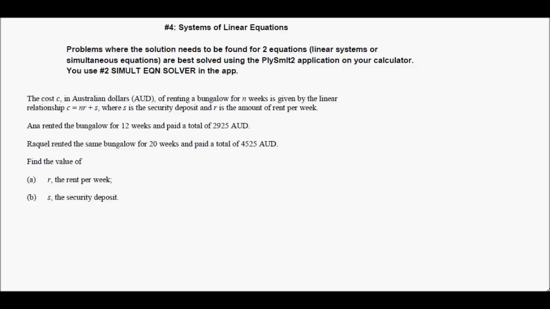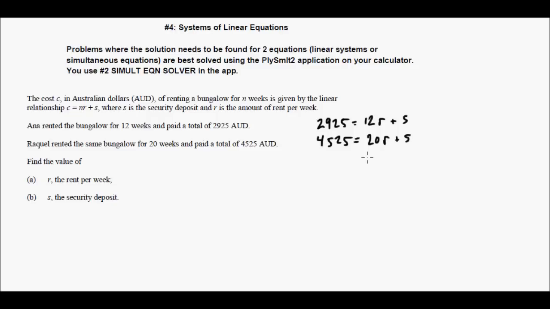Okay, so the cost C in Australian dollars of renting a bungalow for n weeks is given by the linear relationship C equals n times R plus S, where S is a security deposit, R is the rent. Anna rented the bungalow for 12 weeks and paid $2,925. Okay, and Raquel rented the same bungalow for 20 weeks and paid a total of $4,525. So what you need to do here is just make 2 equations. The first one would be 2925 equals 12 times R plus S. And then the other one is 4525 equals 20R plus S.